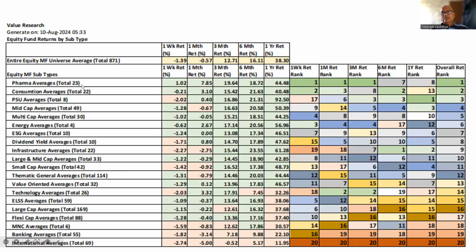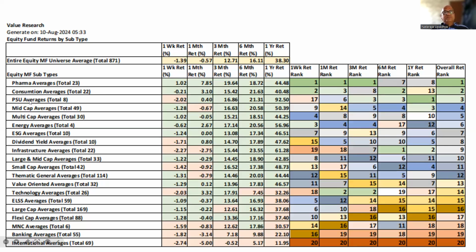Pharma funds are ranked number 1. There are 23 funds, and pharma funds are ranked number 1 for the week, number 1 for the month, number 1 for 3 months, but 7th for 6 months, 8th for 1 year, and overall rank is number 1. Consumption funds, there are 22 funds. They ranked 2nd for the week, 3rd for the month, 8th for 3 months, 2nd for 6 months, and 13th for 1 year, and the overall ranking is 2nd.